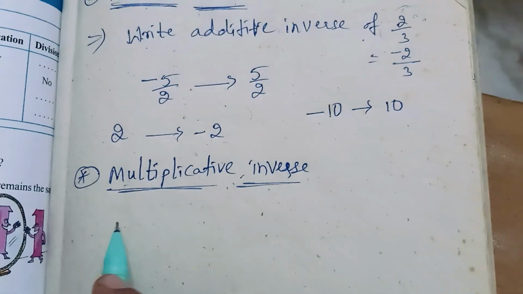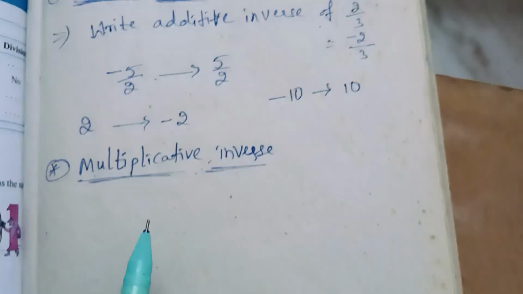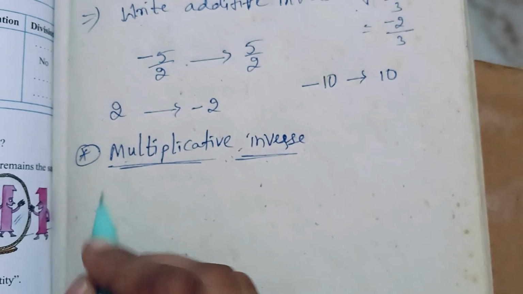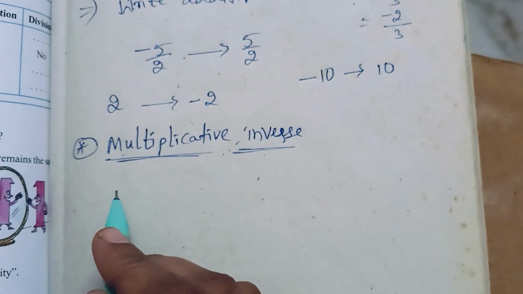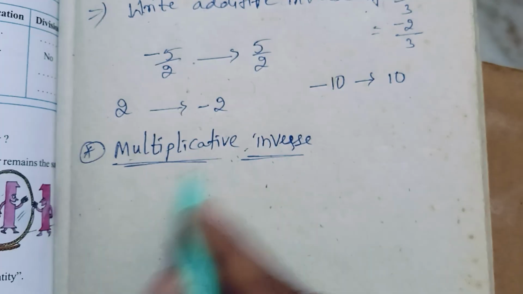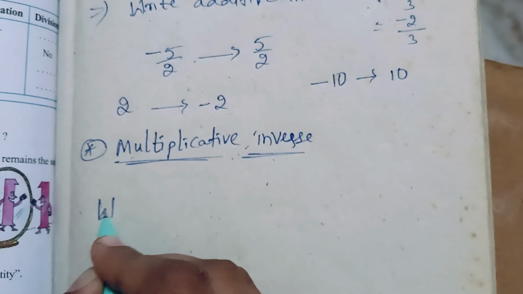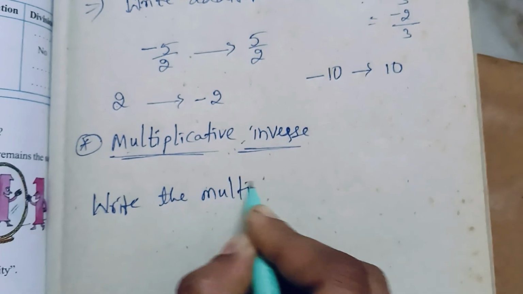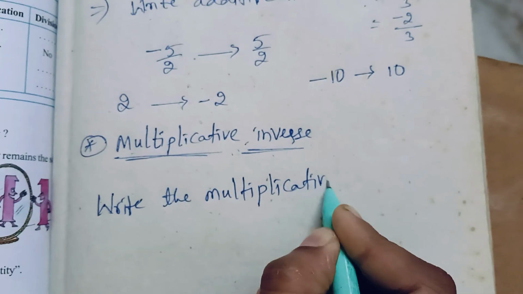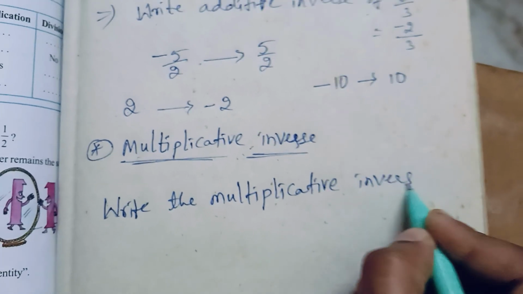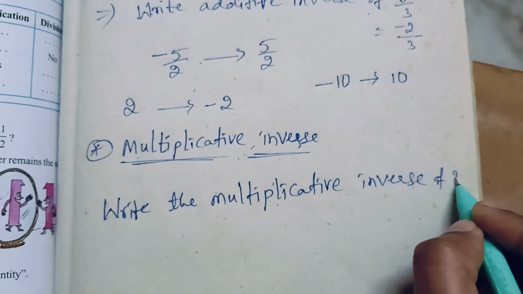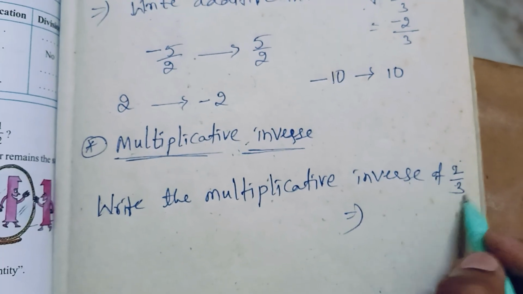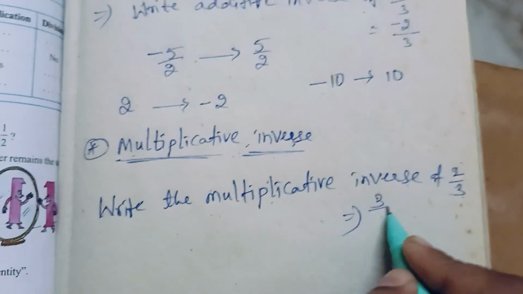Now let's learn about the multiplicative inverse. Multiplicative inverse means, as I already said, the reciprocal. Reciprocal means the numerator will become the denominator, and the denominator will become the numerator. For example, if they ask the question, write the multiplicative inverse of 2 by 3. The numerator and denominator are swapped, so 2 by 3 becomes 3 by 2.